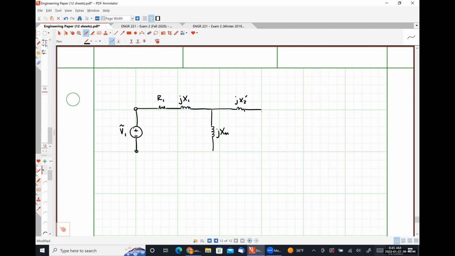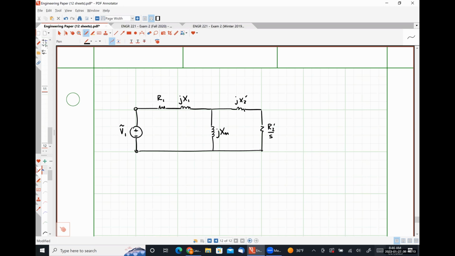Same notation. Now, in an induction motor, it's a three-phase system, so this is a per-phase equivalent circuit. You don't need to write literally any of this down, by the way. But we have this circuit, which is operating at some particular angular frequency and some particular slip.